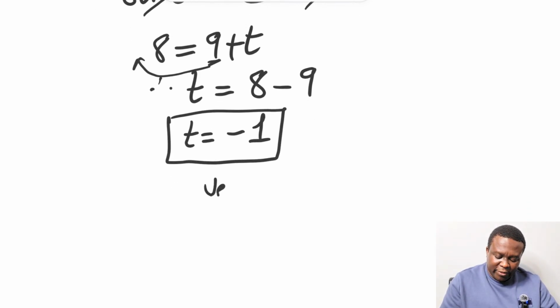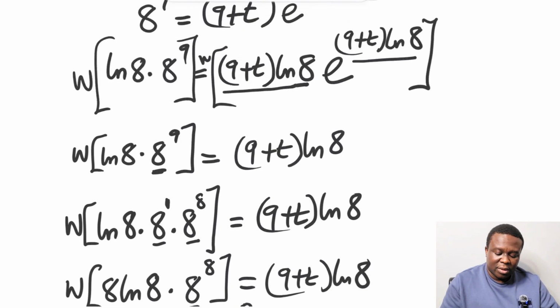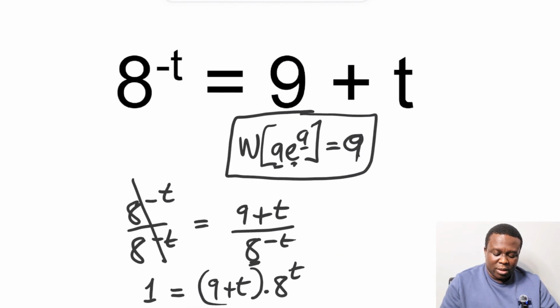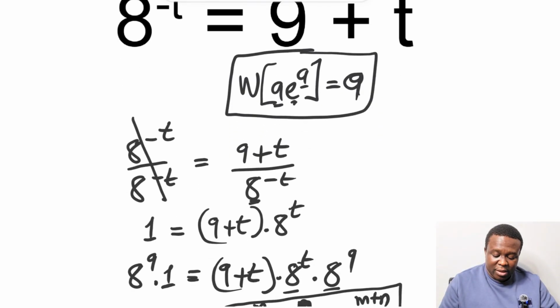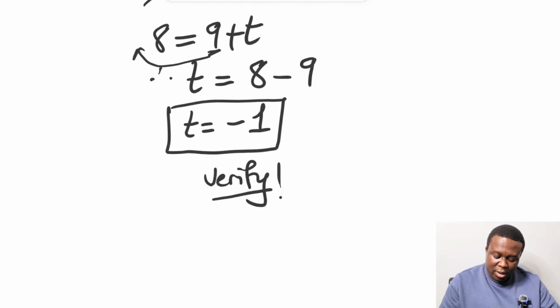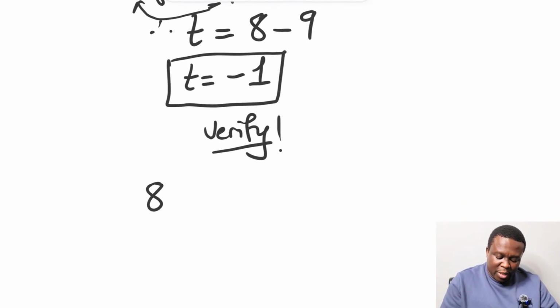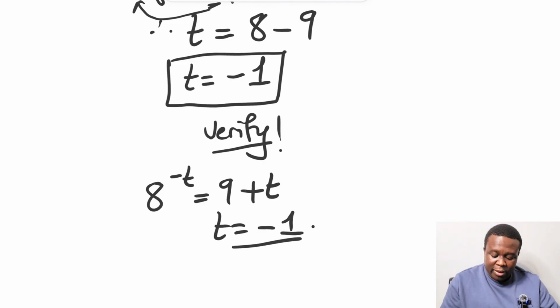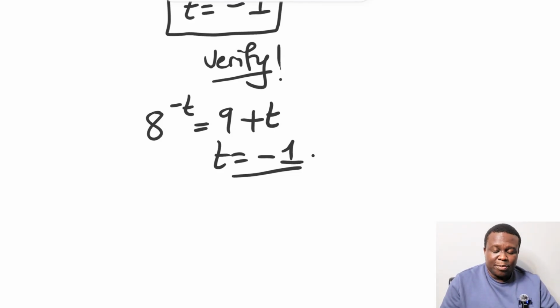Now let's go ahead and verify, just to make sure that our answer is correct. So our equation is what? 8 raised to the power minus t equals 9 plus t. And we said our t is equal to minus 1. That was the answer that we got. So let's plug in minus 1 everywhere we find t and find out if the left-hand side will be equal to the right-hand side.